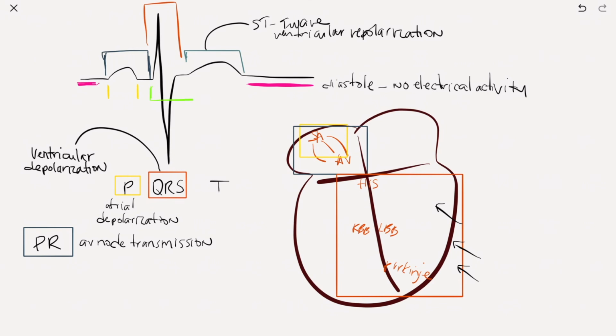The other thing to note is our QT interval, and this is really important when patients have long QT syndrome. This can lead to sudden cardiac death. It's usually in young athletes, but certain medications can also cause an elongation of our QT interval, so it's important to be mindful and measure.